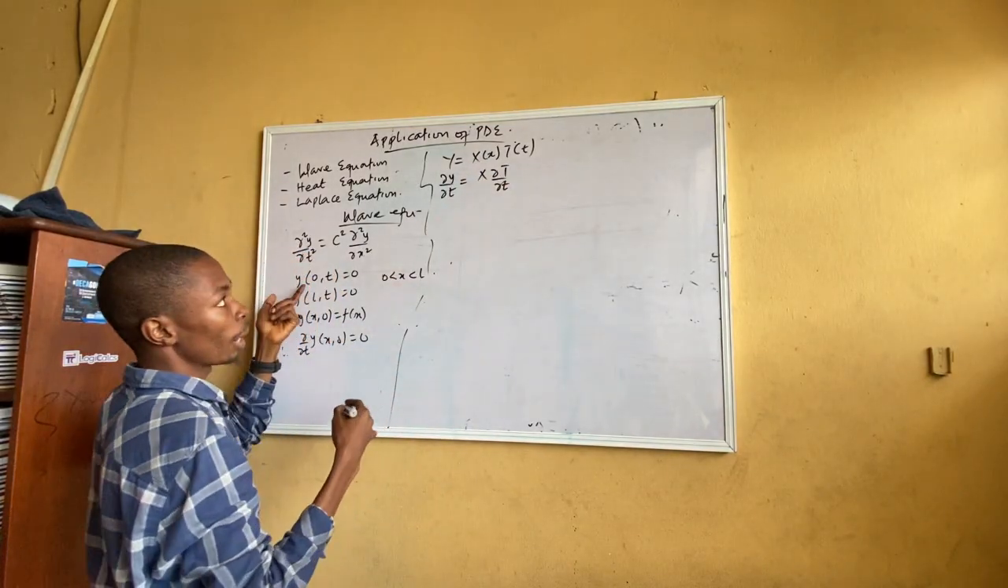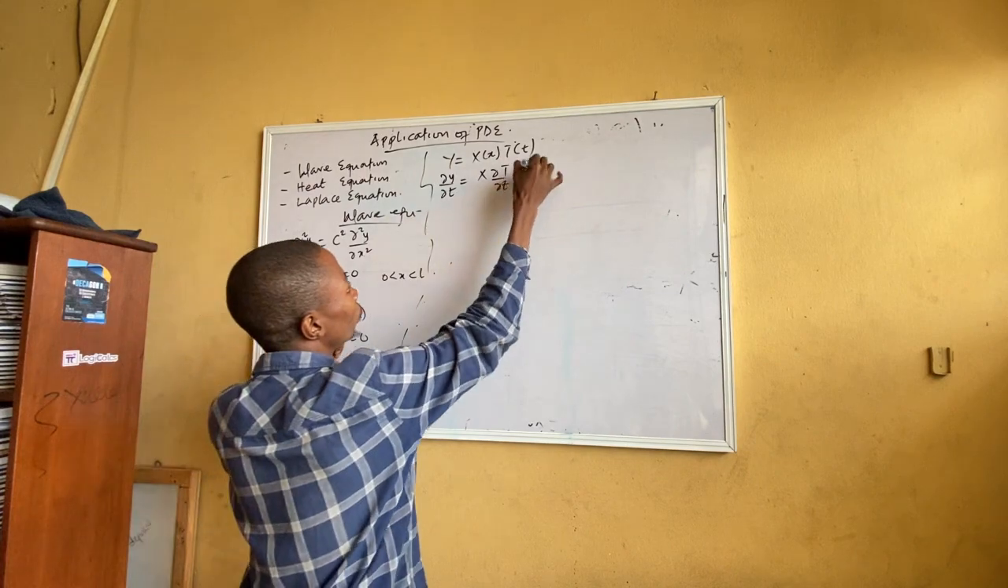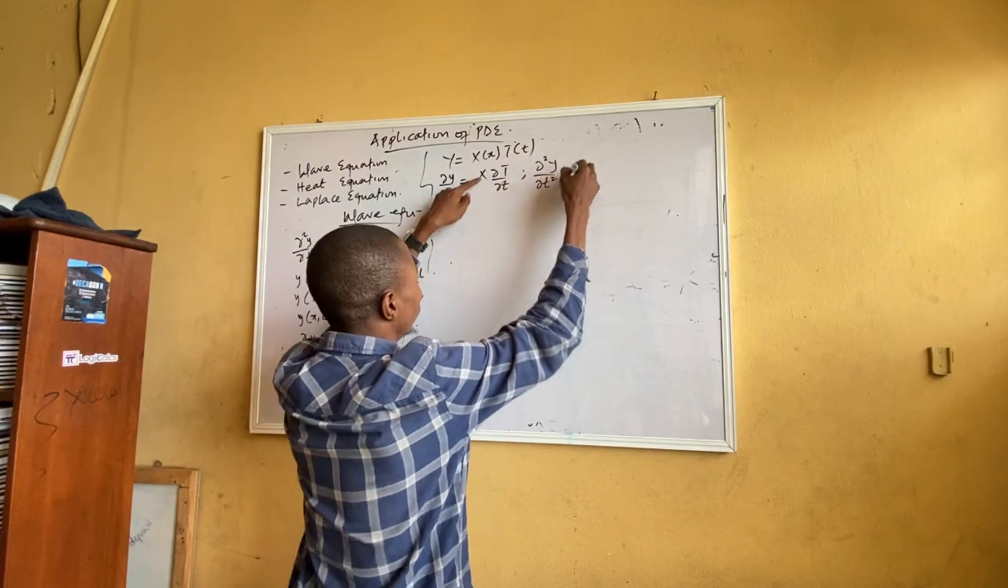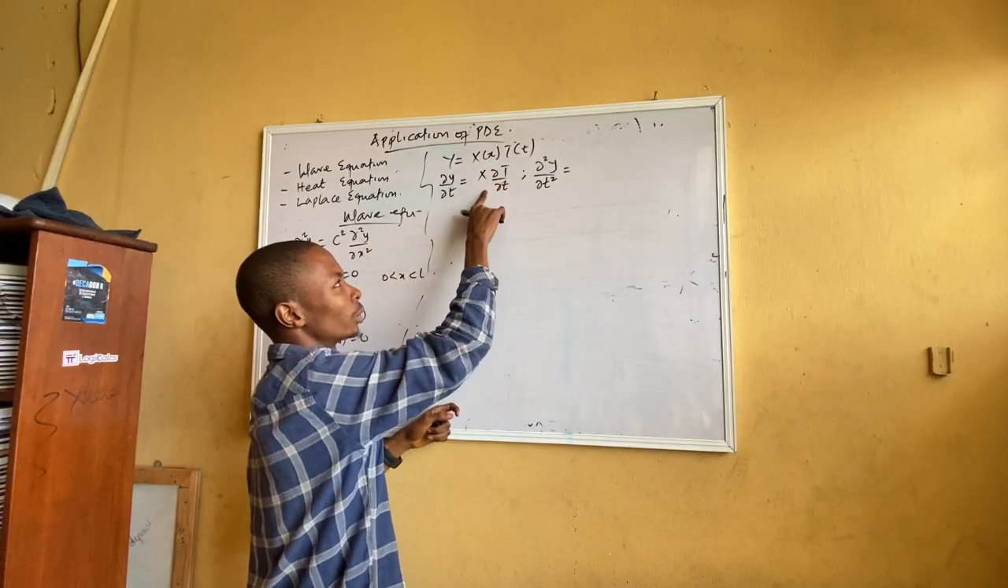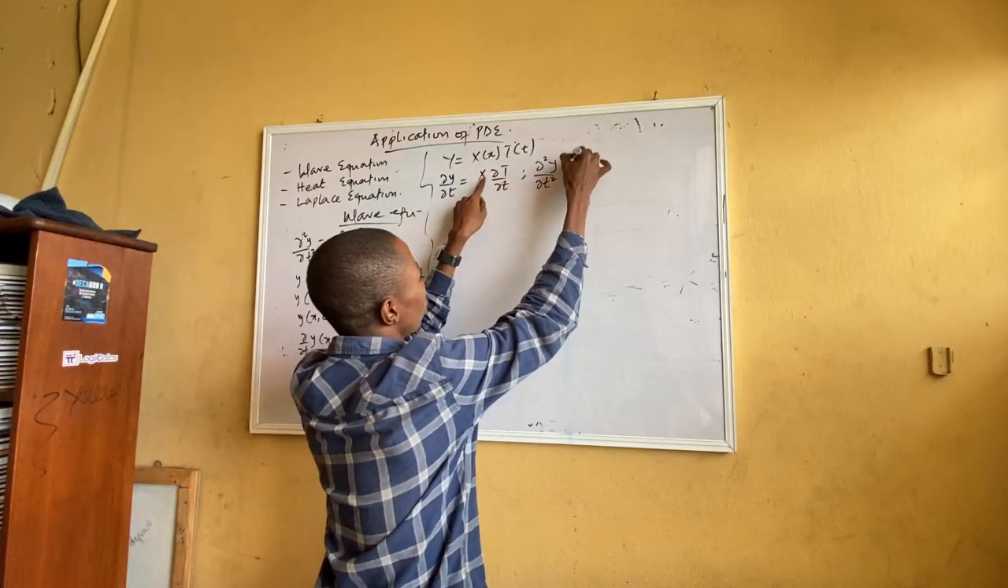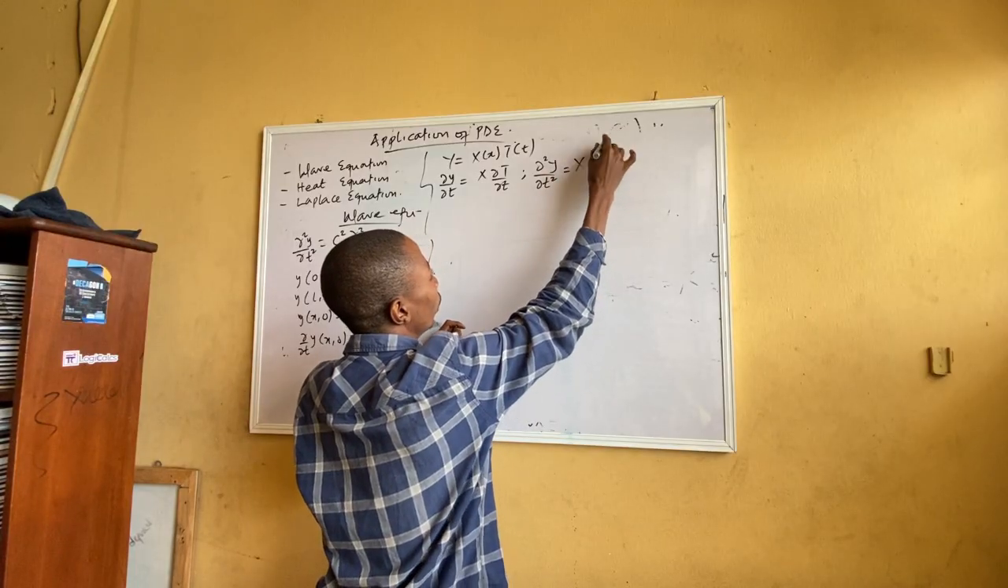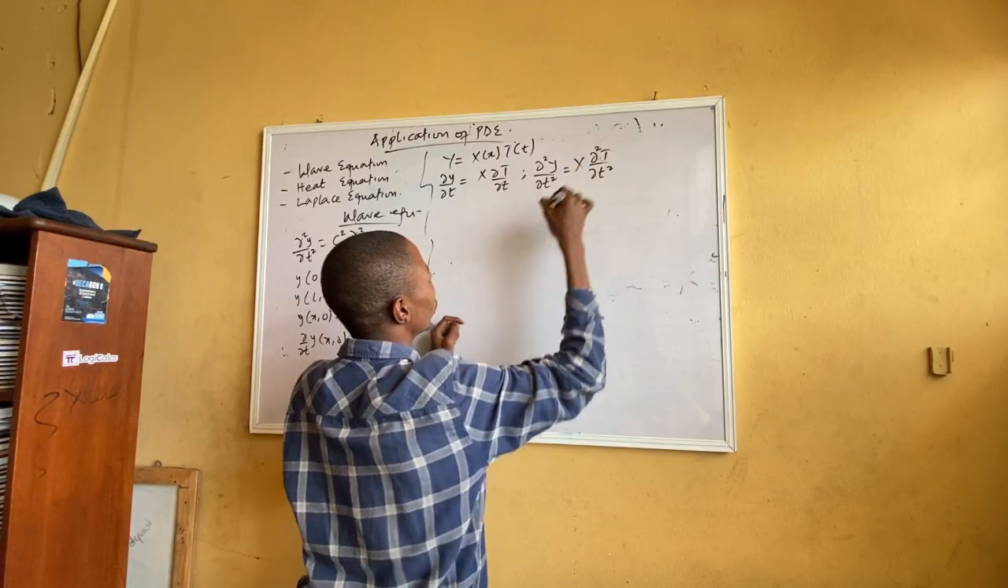What do we need? We need d²y/dt². Then we are still differentiating this thing again with respect to t, and x will be constant. Then we differentiate t, that's d²y/dt², the small t squared. That's how it will be.